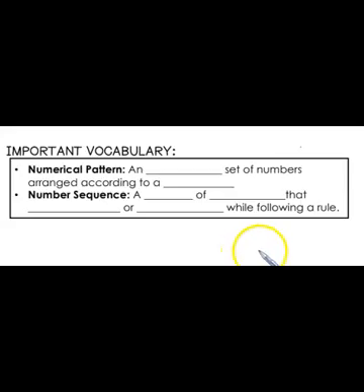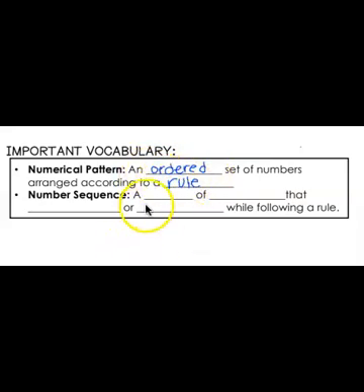All right, so we're starting off with a little bit of important vocabulary. Numerical pattern. A numerical pattern is an ordered set of numbers. Ordered. Let me fix that R so it's not so sloppy. Arranged according to a rule. Just like Mrs. Carell has you in order by your class number, and that is the rule. When Mrs. Carell says line up, you get in number order, and that is the rule.